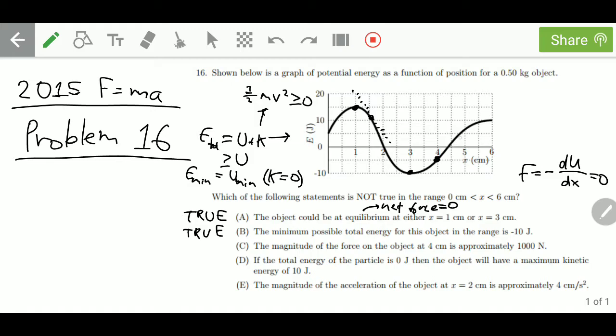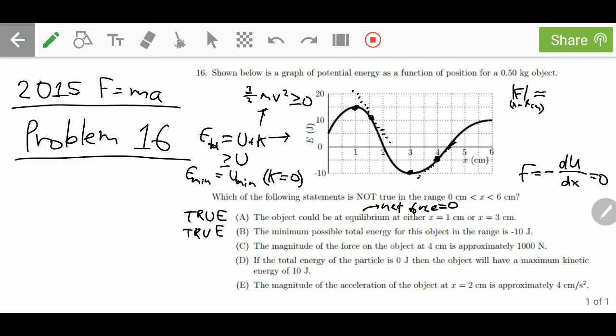We just care about the magnitude of the slope of this tangent line. If you look at it roughly, you can see that this line has a slope of roughly 1, in terms of these grid spacings. And so what is the force at that point, at 4 centimeters?